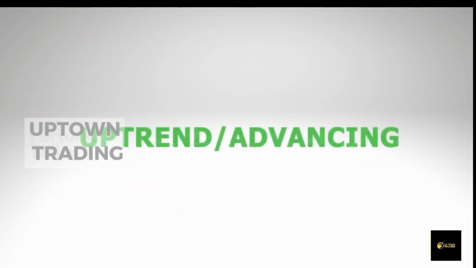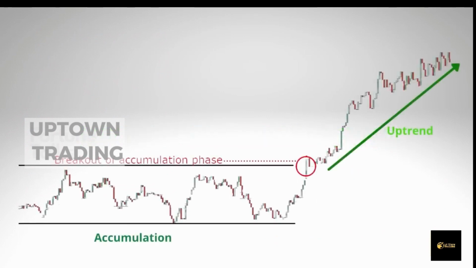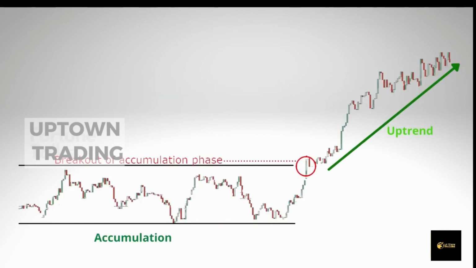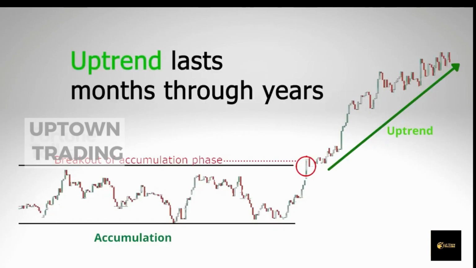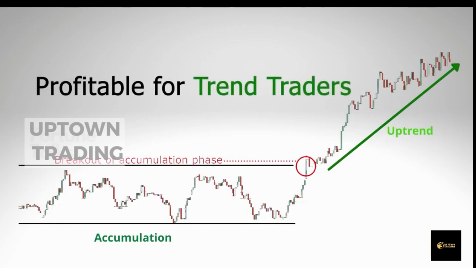Moving on to the uptrend or the advancing phase. This stage occurs usually after the price breaks out of the accumulation phase. Here's what happens in the uptrend or the advancing phase. After building up the positions, the institutions take the market higher. So there is a bullish sentiment in the market all along. The institutions will not book profits anytime soon. So the uptrend can last anywhere from months to even years. It is during this phase that the trend traders make a lot of profit.